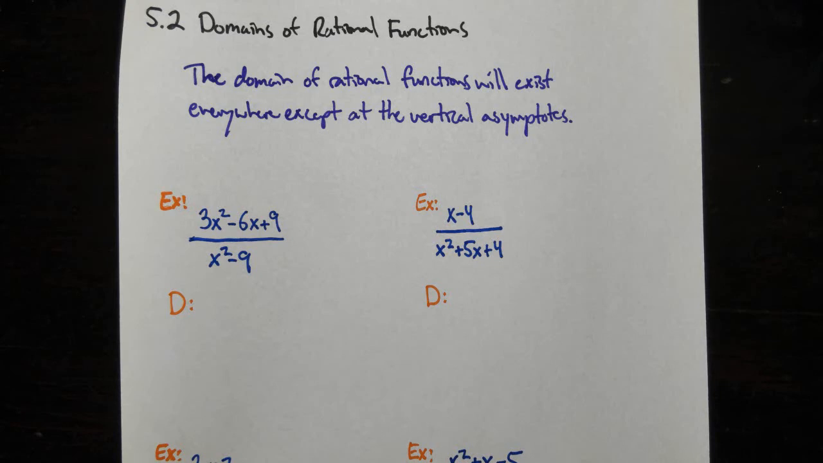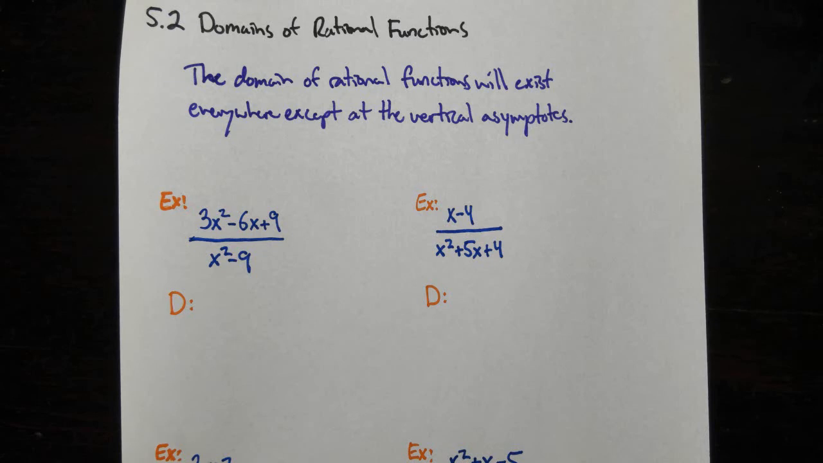And if you recall what a domain is, we've talked about it a few times so far this year. A domain is all the possible x values a function can have. So moving from left to right, what values does the function exist at? And when we're talking about rational functions, the domain of rational functions will exist everywhere except at the vertical asymptotes.